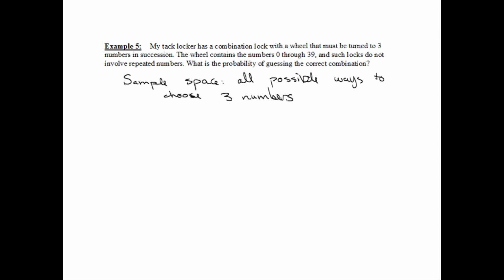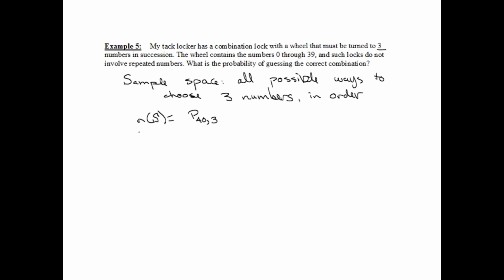Now, does the order matter? Ask yourself this. If you chose the correct 3 numbers but did them in the wrong order, would the lock open? No, it wouldn't. So order definitely matters here. So our number of things in the sample space are permutations. How many are there to choose from? 0 through 39, so that's 1 through 39 along with 0, so that gives me a total of 40 numbers to choose from. How many am I choosing to be in my combination? 3, so 40, 3.